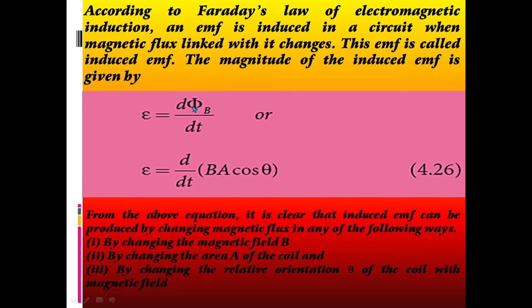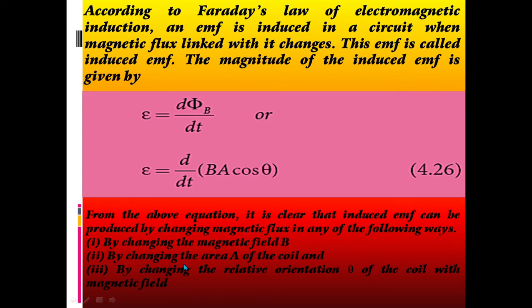According to Faraday's law, epsilon is equal to d phi B divided by dt. Already we know the formula for the magnetic flux: phi B is nothing but B A cos theta. Substituting the value, we obtain epsilon is equal to d by dt of B A cos theta. From the above equation, it is clear that induced EMF can be produced by changing magnetic flux in any of the following ways.